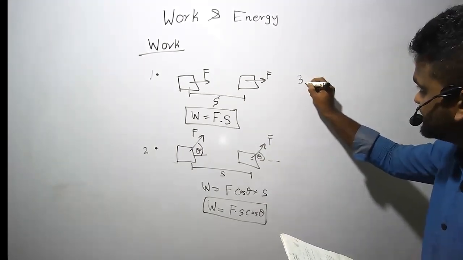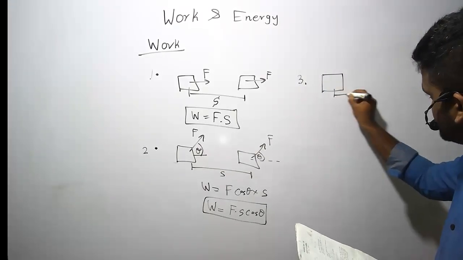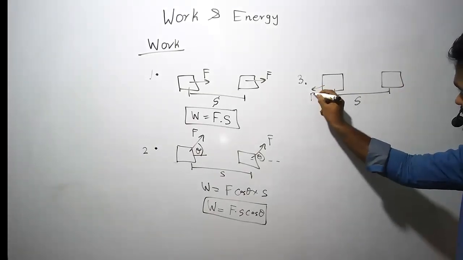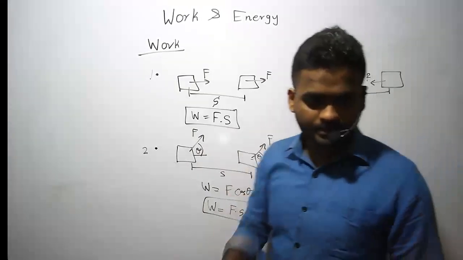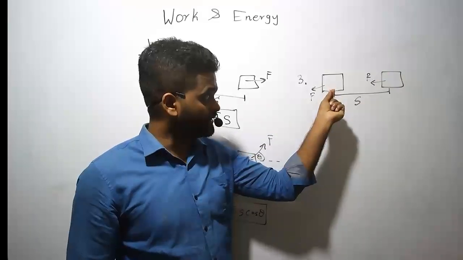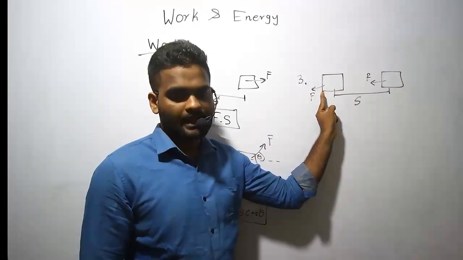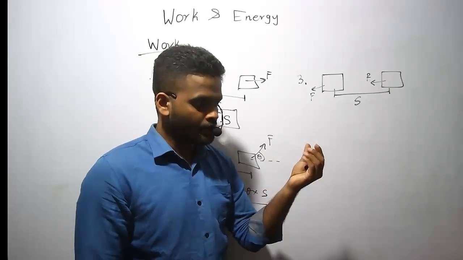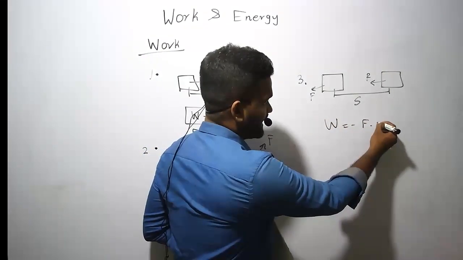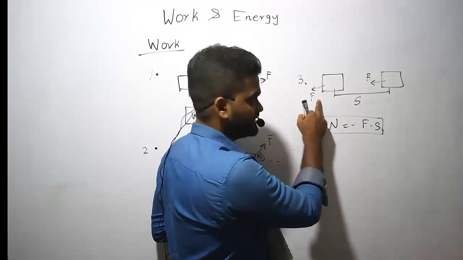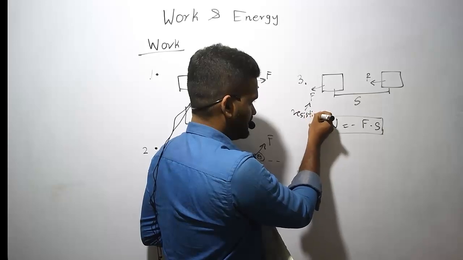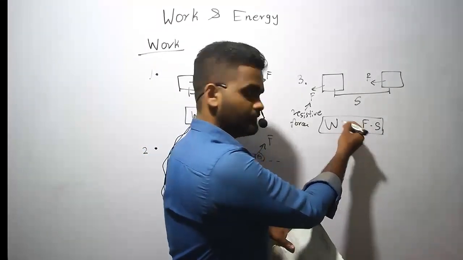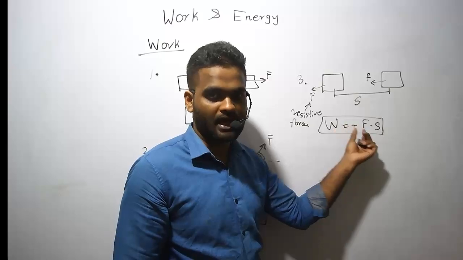This is the third case, right? The displacement occurs to this side, but the force is applied to the opposite side. So it is similar to friction, right? When friction applies, it is always to the opposite side of the displacement. In that case, we say it is a negative work. These are usually resistive forces, right? It resists the motion of the object. So the work done by the resistive force is negative. W equals minus Fs. Okay?